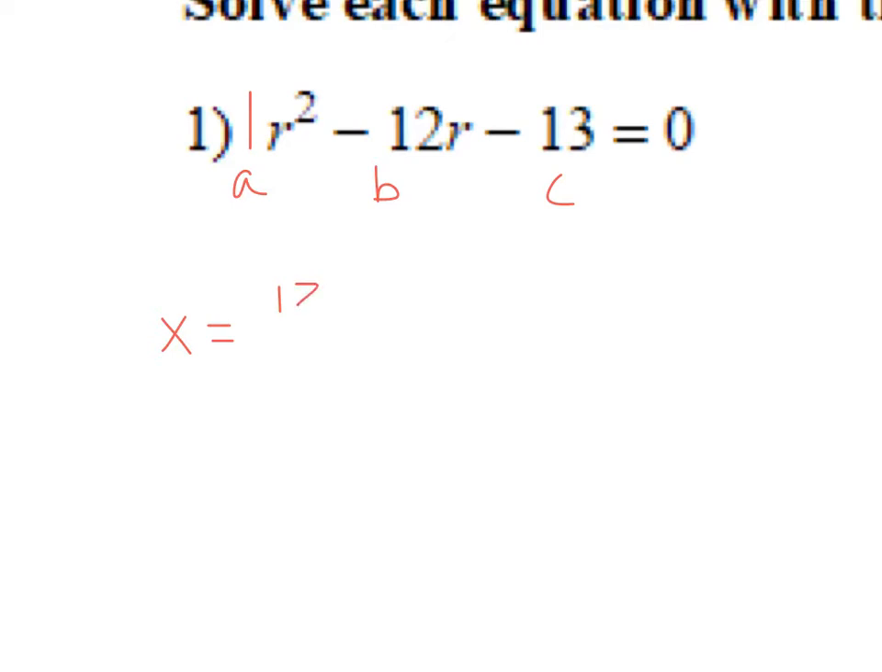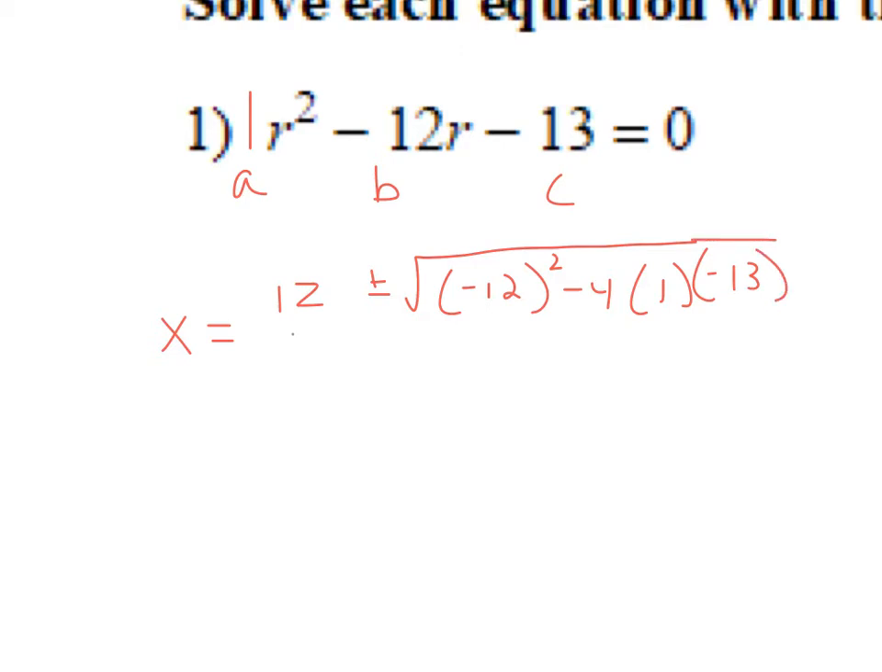Okay, so it would be a positive 12 plus or minus the square root of B squared, so negative 12 squared, minus 4 times A, which is 1, and C, which is negative 13. All divided by 2 times A, or 2 times 1. Okay, so now let's type this into your calculator. So you're going to type this in. I've got negative 12 squared minus 4 times 1 times negative 13.